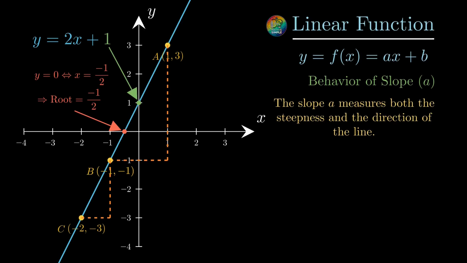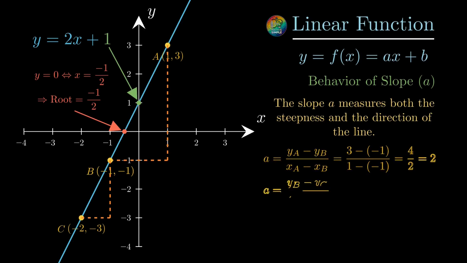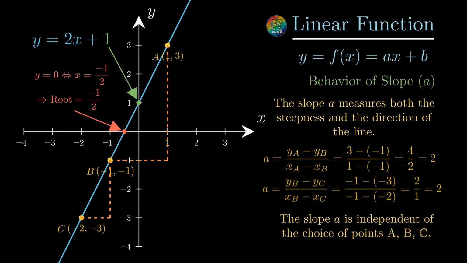If we calculate the rise over run between points A and B, the formula gives us 4 divided by 2, which simplifies to a slope of 2. What if we use points B and C instead? Plugging their coordinates into the formula yields the exact same result, 4 over 2, which equals 2. No matter which pair of points you pick along this straight path, the rate of change remains a constant 2.